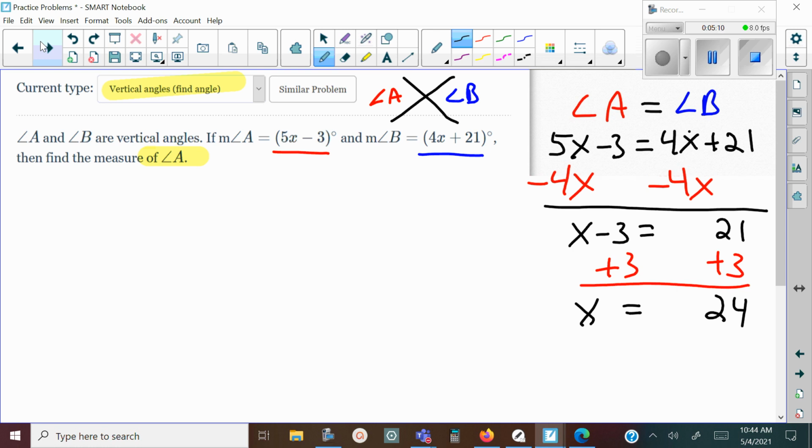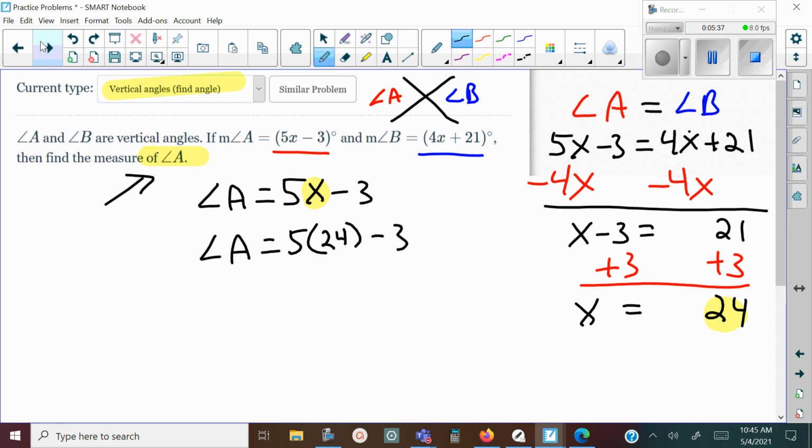Now that x is equal to 24, I'm almost there, but I gotta solve for angle A. Gotta make sure you pay attention to what the question's asking, and it's asking me to find the measurement of angle A. So I'm gonna write out what angle A is, which is 5x minus 3. Now I'm gonna plug in that x, which is 24, and solve.